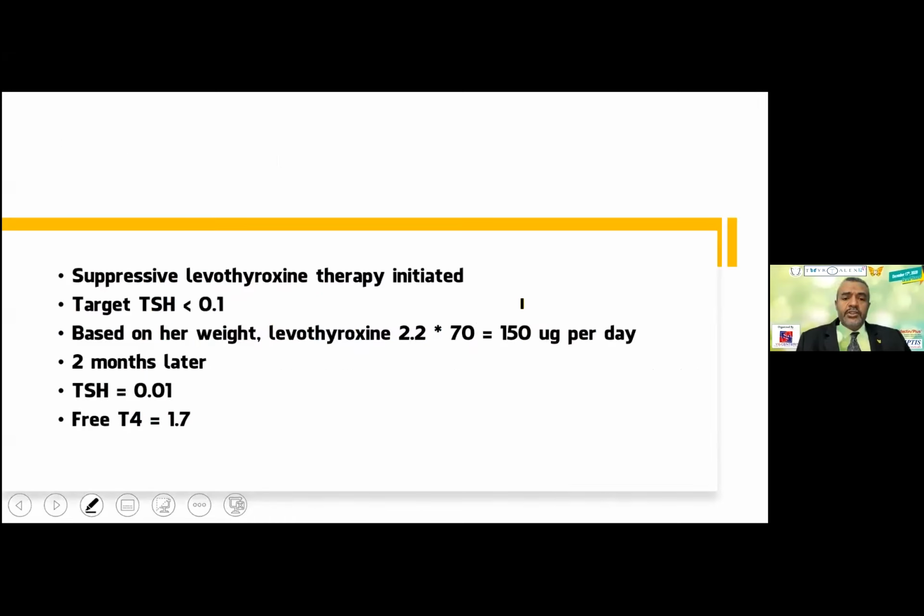So our patient received suppressive levothyroxine therapy. The target for the treatment was TSH less than 0.1, based on her weight. She was 70 kilograms. And because this is a suppressive dose, it is programmed multiplied by the body weight, and this was monitored with the tests that I have shown to you.